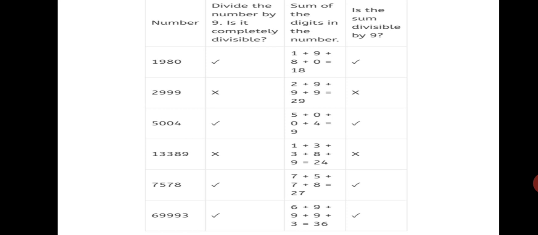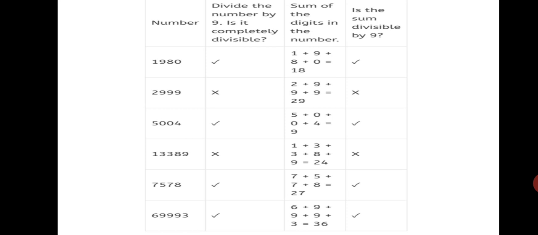Fourth example, 13,389, a big number you have to check. No worries. First you divide and check by 9. It's not completely divisible. Add, you get 24. Is 24 in table of 9? No. So that means you put a cross in both the second and fourth column.